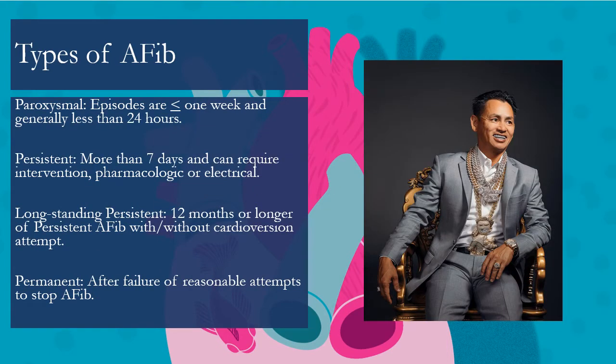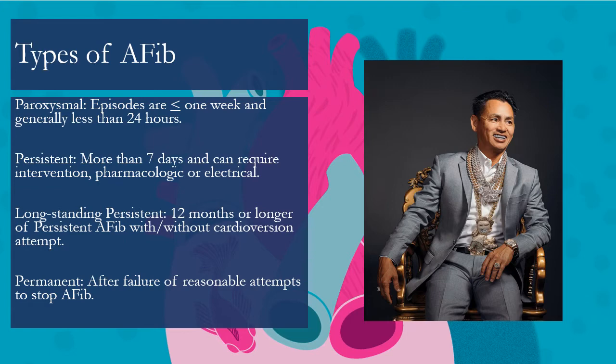There are different types of AFib. It's a lot of definition stuff here, but it really helps us decide management and treatment. When we talk about paroxysmal atrial fibrillation, the episodes occur for less than 1 week, right? They last less than 7 days and they're generally less than 24 hours, but definitely less than 1 week. If you have an episode of AFib that lasts more than 7 days, that tends to be called persistent AFib. Long-standing persistent AFib is AFib that's been going on for 12 months or longer.